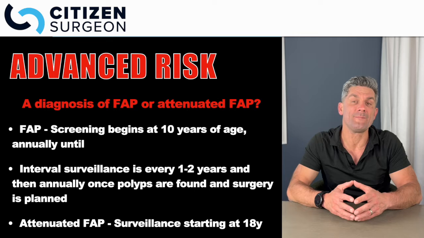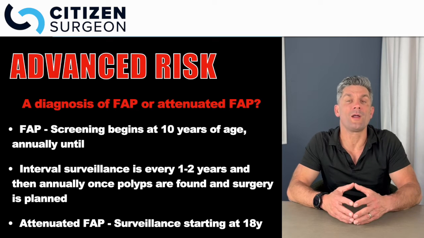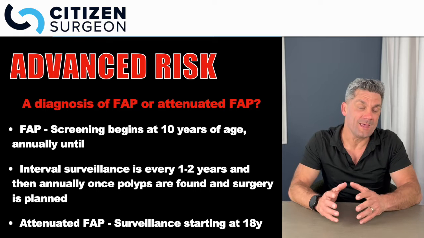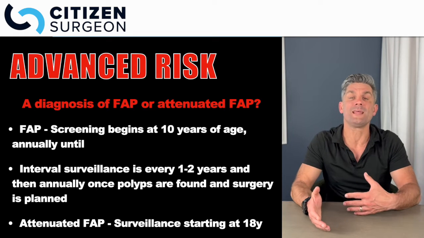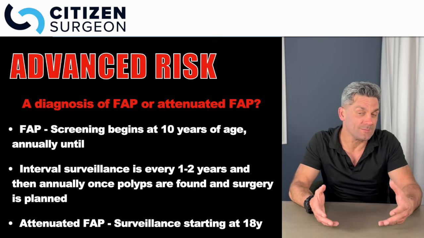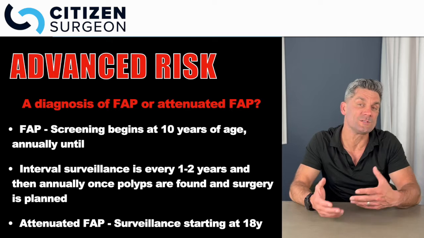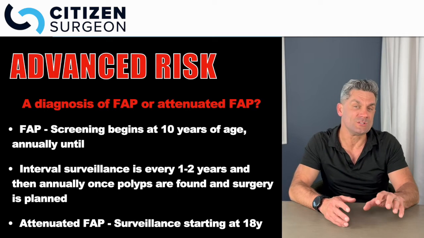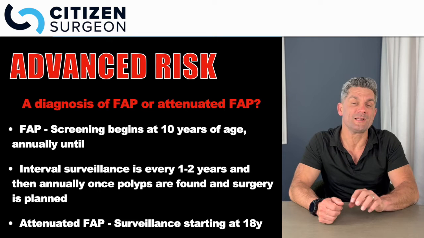And sometimes that may be a restorative proctocolectomy, so removing the colon and the rectum and doing a J-pouch, or for attenuated FAP, it might be something less. So perhaps a total abdominal colectomy with an ileorectal anastomosis if the rectum is spared. It really depends on that conversation between the GI doctor and the surgeon and the family.